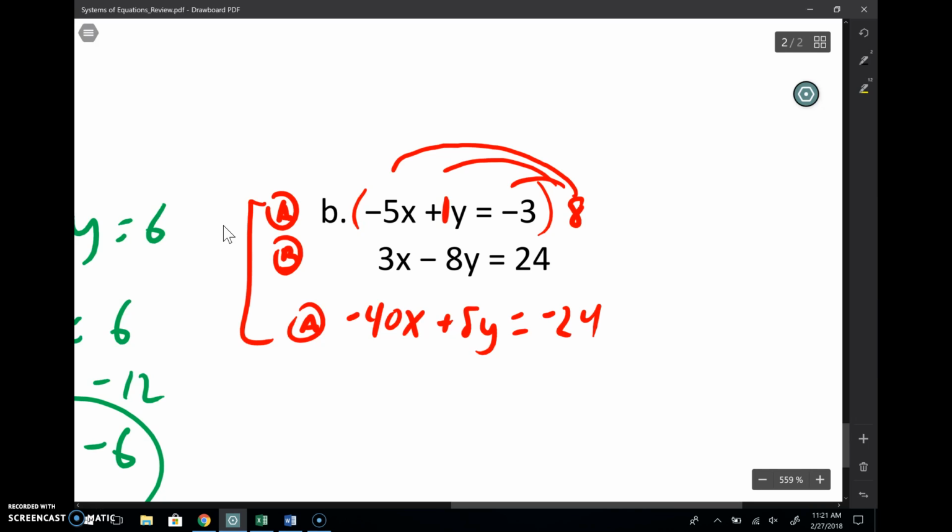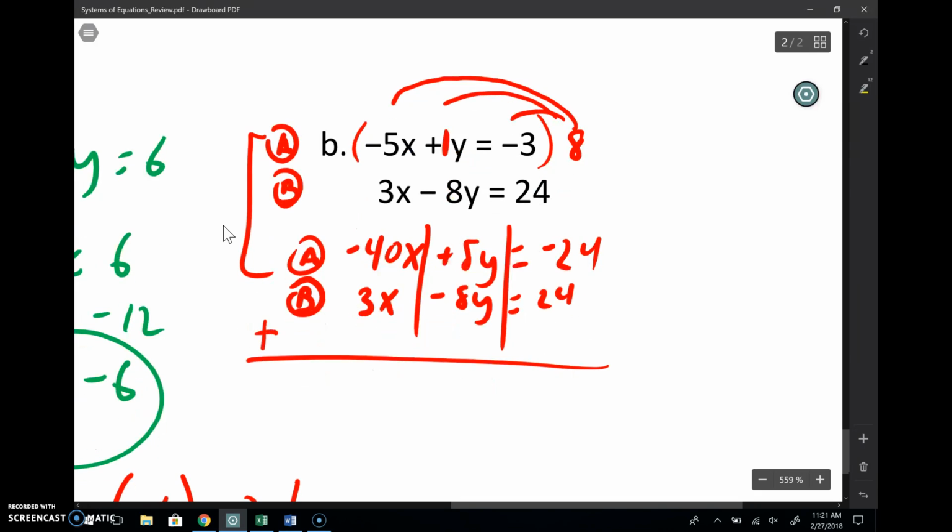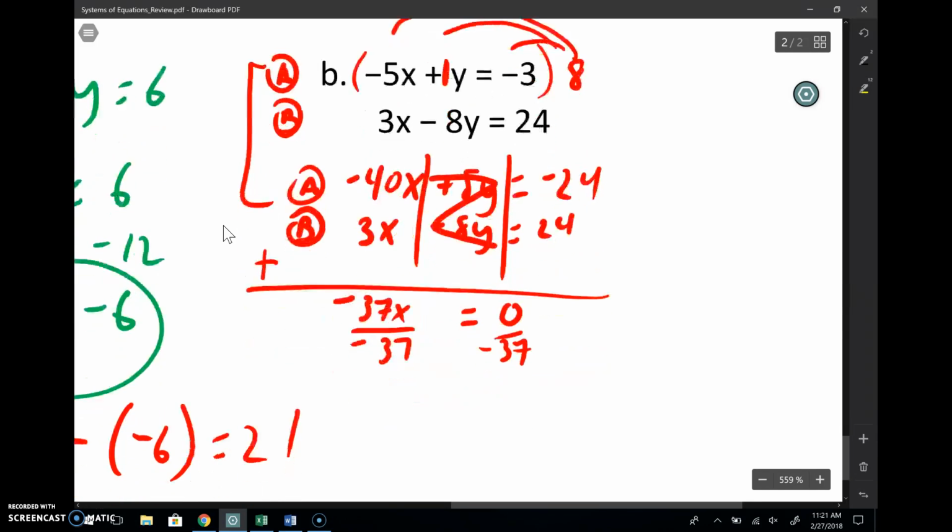Again, these two equations are equivalent. Rewrite equation B right underneath of it. Split it into my column so I can see it here. I'm going to solve through addition. And here we go. Negative 40x combined with positive 3x is negative 37x. This is gone. Is equal to negative 24 combined with positive 24. Well, that's 0. Here you already know what the answer is for x. Something times negative 37 is equal to 0. Well, the answer is, I'm going to go ahead and do the properties of equality. X is equal to 0. There's my first solution point.